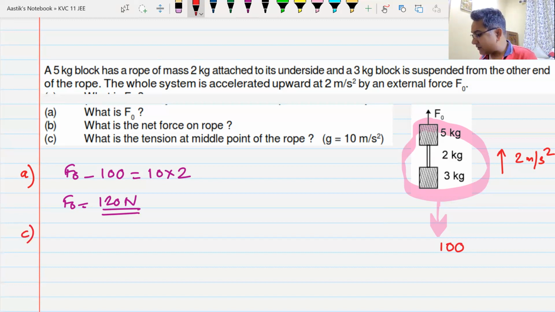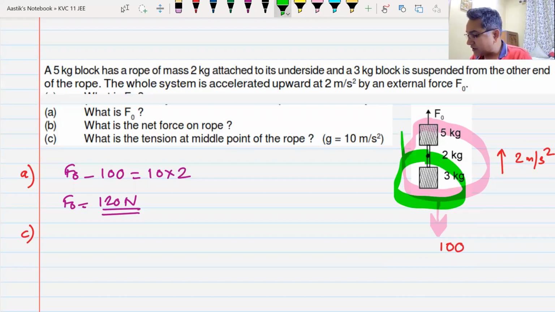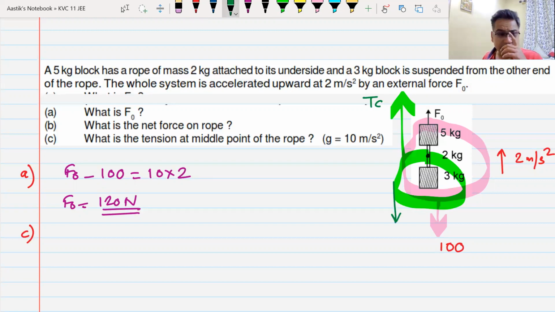To get C, tension at the middle point of the rope, I will take it till this point. This is the middle point of the rope, and I will take this as one system. Now, what is the force on this system? There is a tension in the upward direction, tension at point C, TC. And then there is a force in the downward direction. How much is the downward force? The block is 3 kg and the remaining half of the rope is 1 kg, so 4 kg, 40 newtons downward.